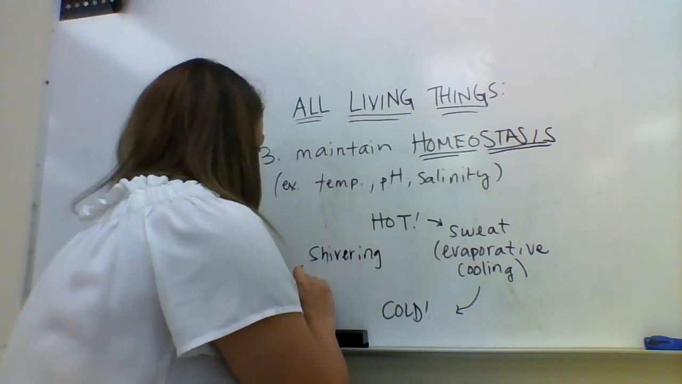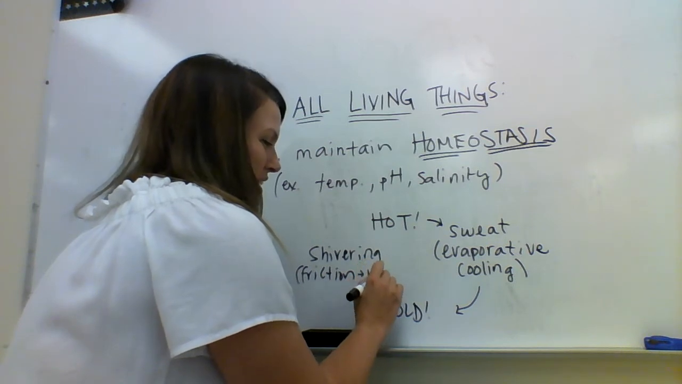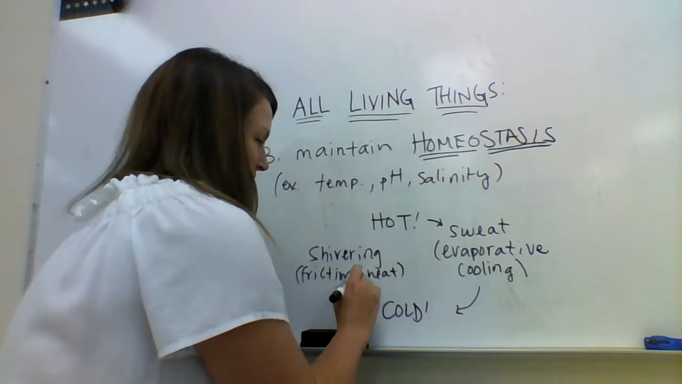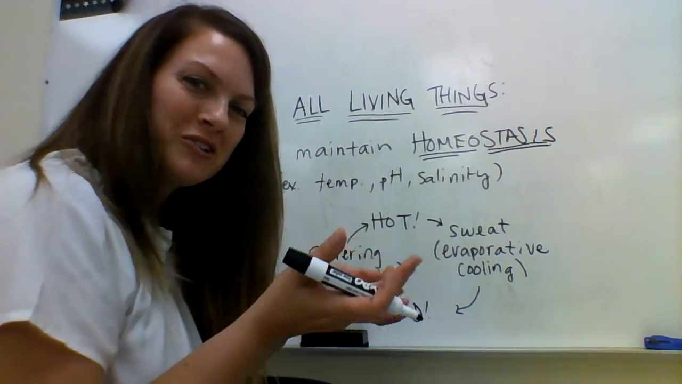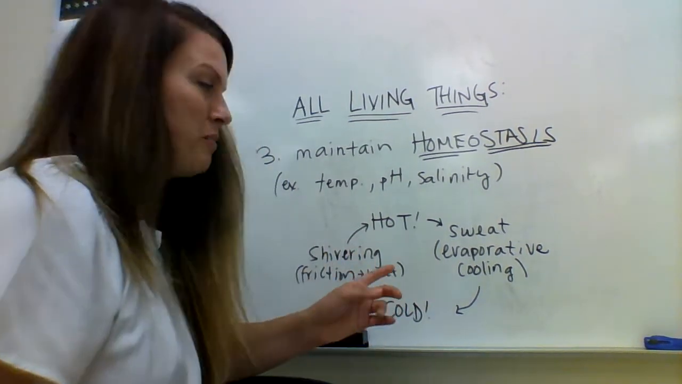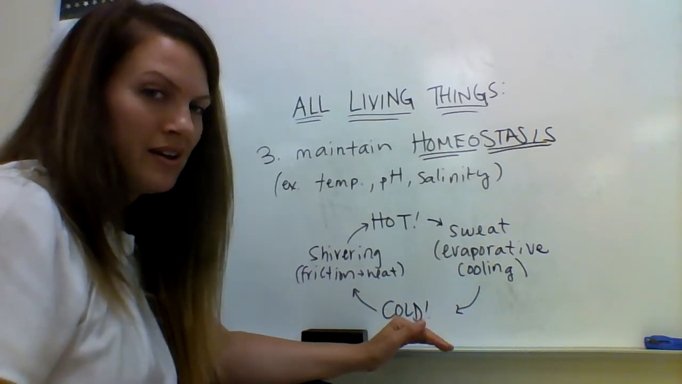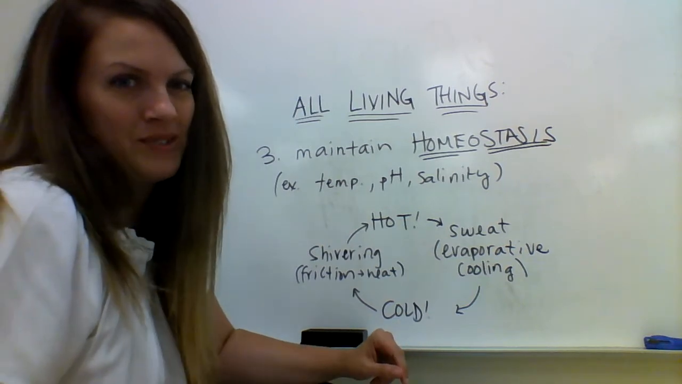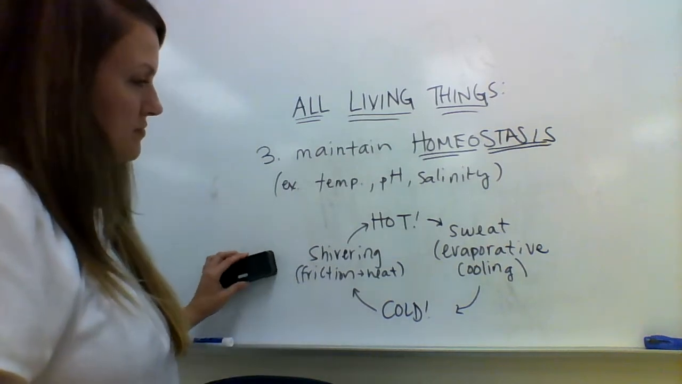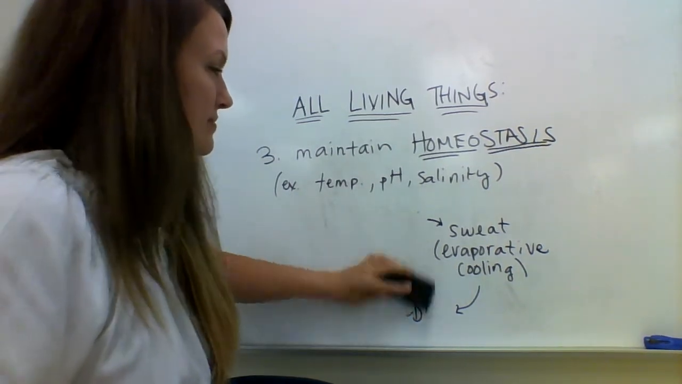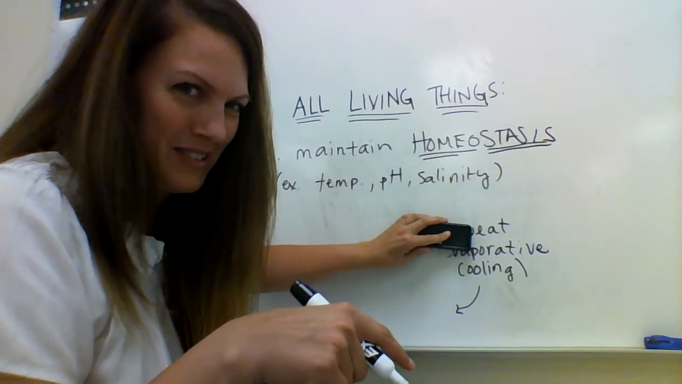Shivering creates friction, which creates heat, and our body temperature is going to rise. So by alternating between sweating and shivering, our body can maintain a constant internal temperature. And that's an example of our body maintaining homeostasis. Let's look at another example, a really important one. I know I'm erasing these fast, but I'm hoping you can hit pause if you need to wait to copy.